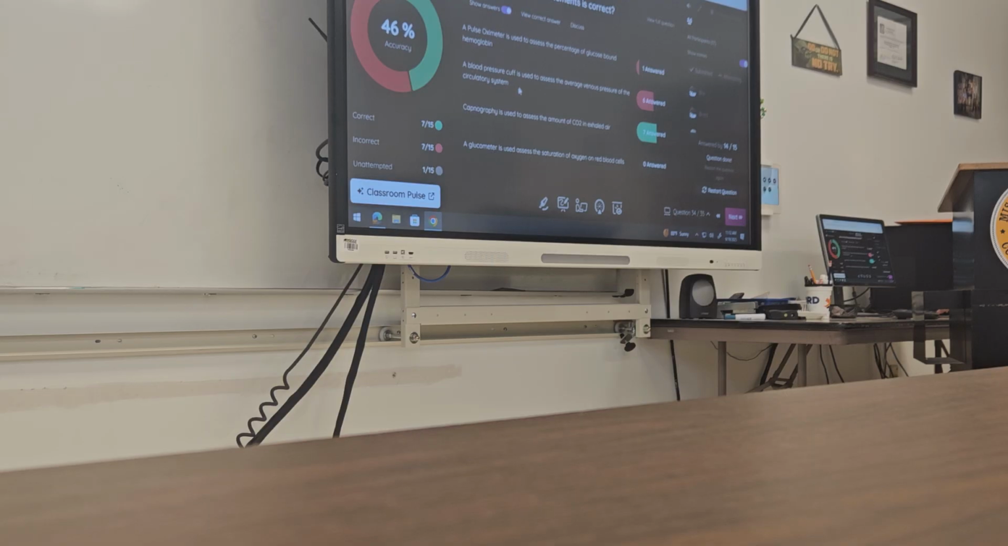All right, why is this one wrong? Because it doesn't get that. Because average. It's not an average, yeah. And it's not venous, it's arterial, okay? But it's also not an average, it's a point in time. The MAP would be the average, yeah. And then we know what a glucometer is used for.